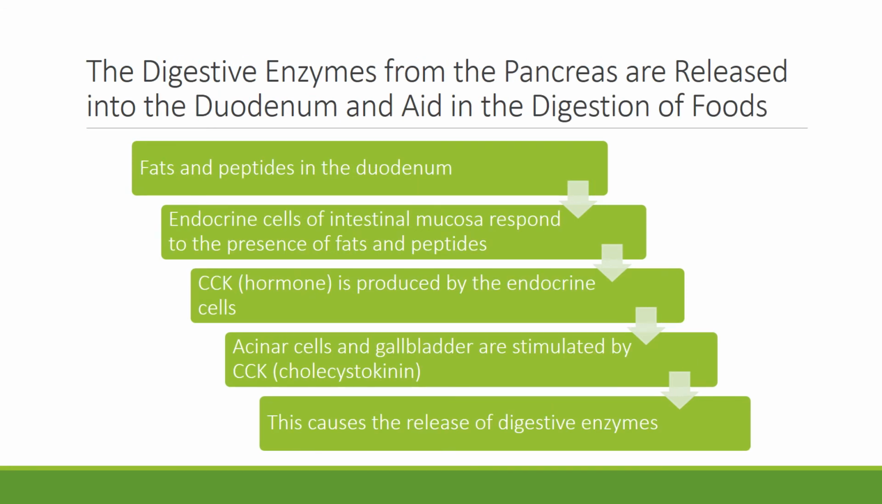The second solution released from the pancreas is a solution of digestive enzymes. The presence of fats and peptides in the duodenum causes the endocrine cells of the intestinal mucosa to release the hormone CCK, or cholecystokinin. This hormone then stimulates the acinar cells and the gallbladder to release digestive enzymes.